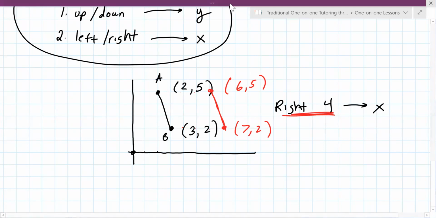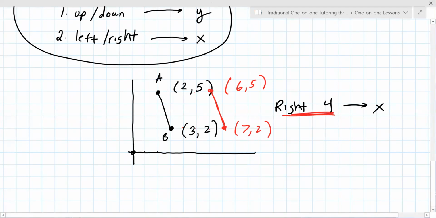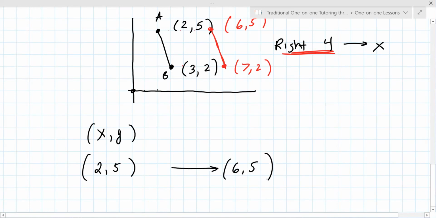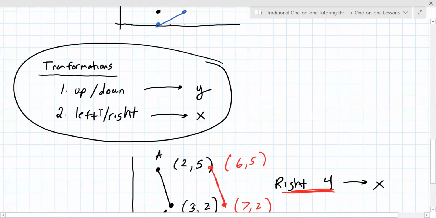So just to summarize again, and we just said this, but we'll just reinforce this because it's really important here. (2, 5) went to (6, 5). What changed? Did X change or did Y change? It's the X, because we're going right. So if you're going left or right, that changes X. If you're going up or down, that affects Y.